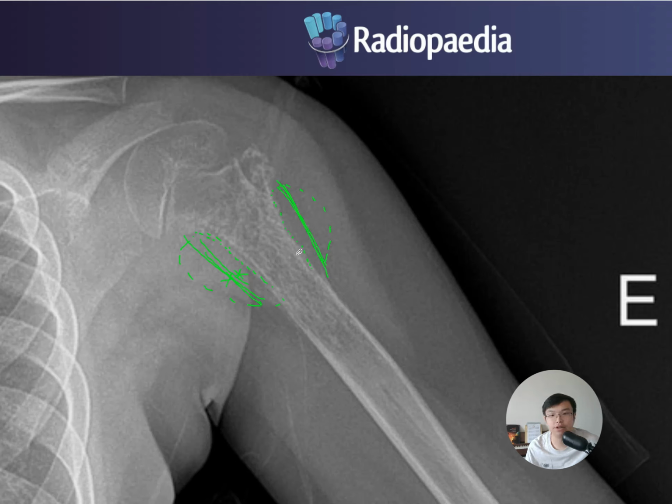However, for osteosarcoma, they tend to have a more significant bone destruction at a focal point and then extend through that part, and then you expect to see some Codman's triangle there.